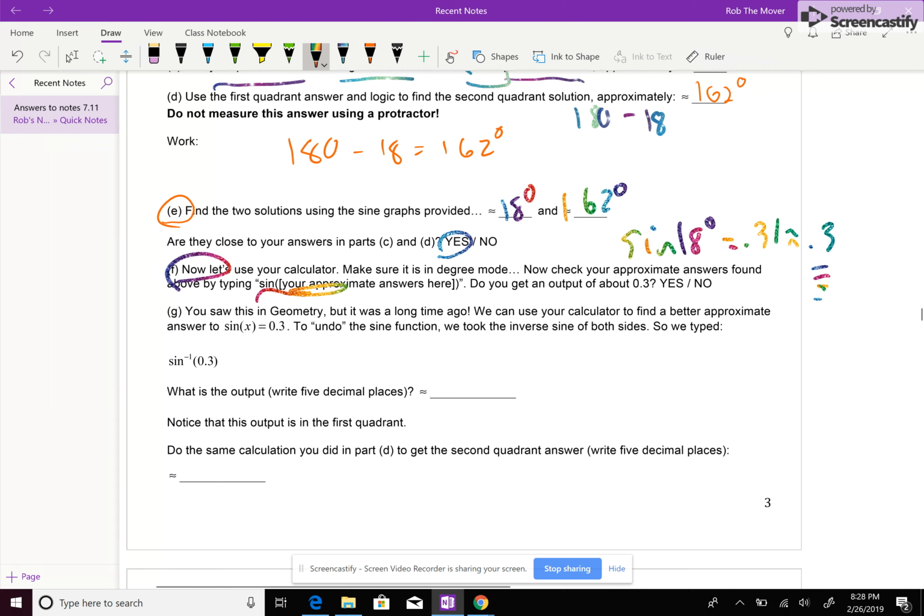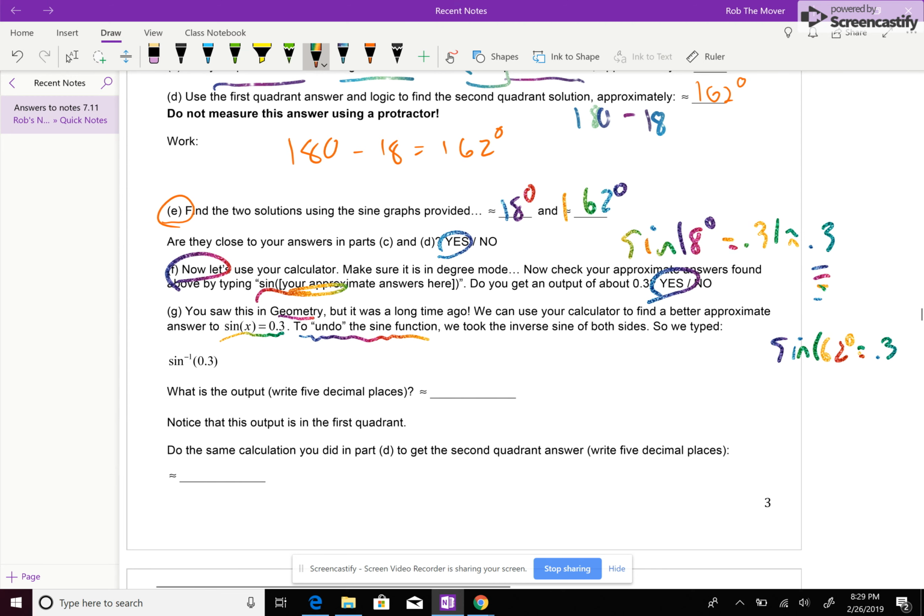What about the sine of 162? If I plug that in, sine of 162 is also the same number, 0.309 something. So rounded to the nearest tenth, 0.3. Yes, we're getting approximately the same answer. We saw this in geometry a long time ago. Actually, we've seen this recently. You can use your calculator to find approximate values of sine of x equal to 0.3.